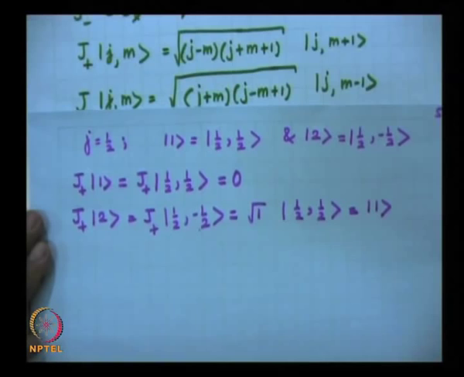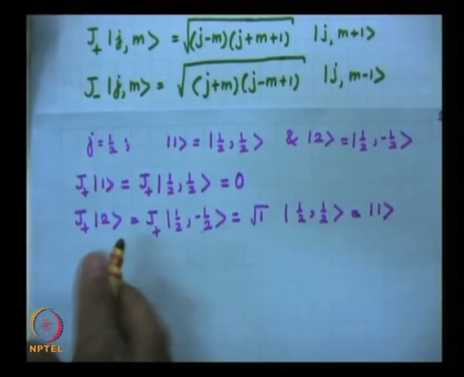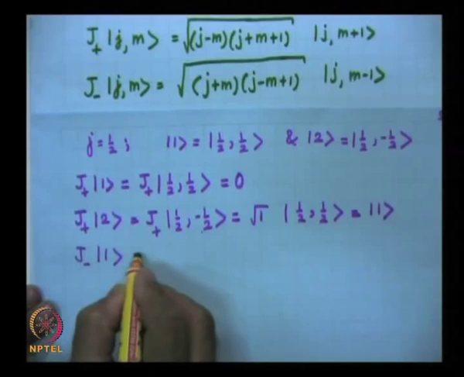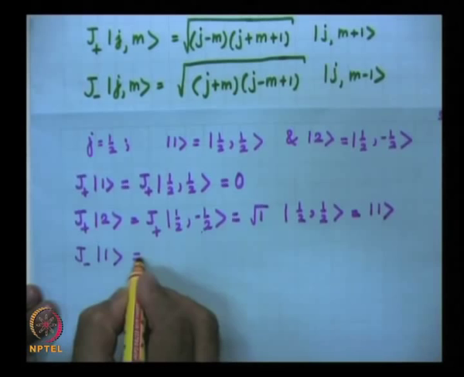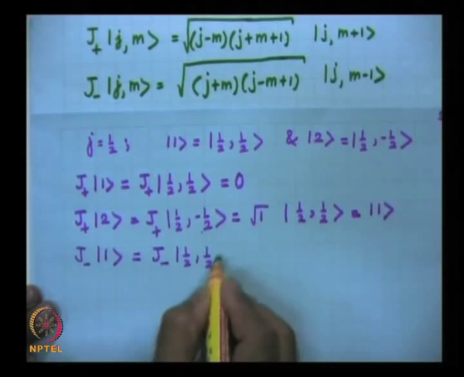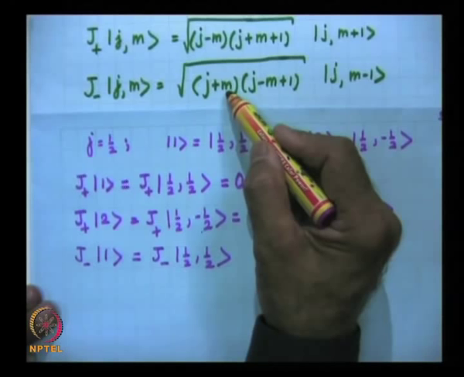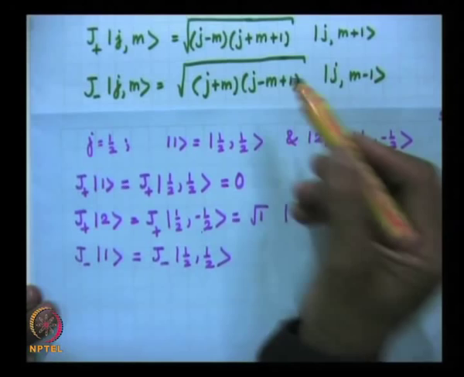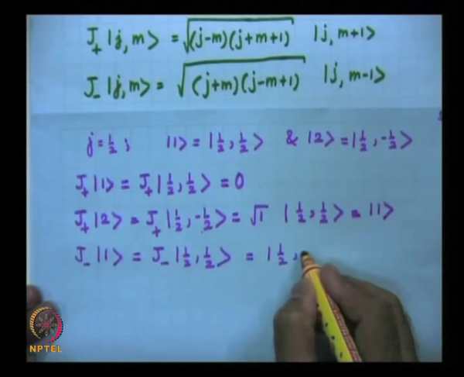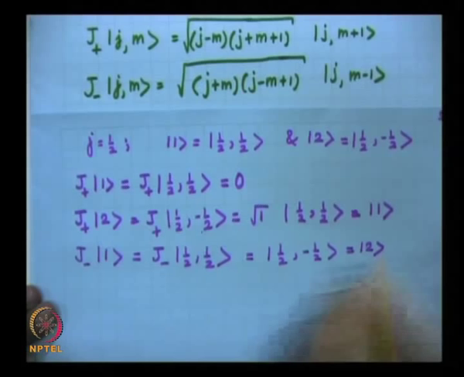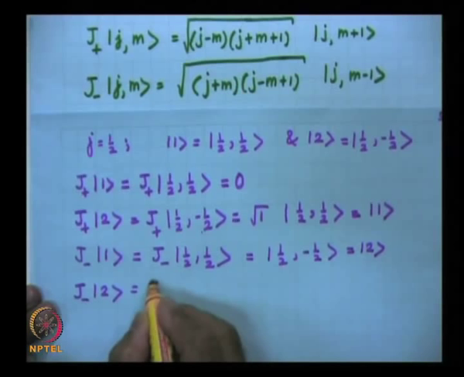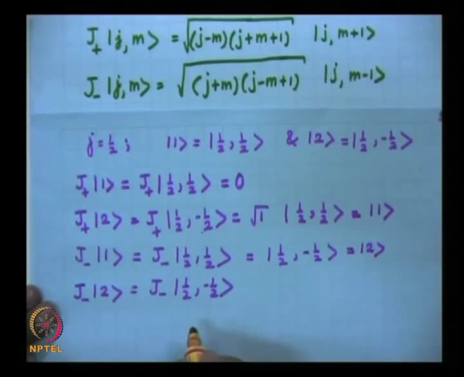Similarly, let me look at the other. So, J minus ket 1 will be equal to J minus ket half, half. So, this will be half plus half, that is 1, half minus half plus 1, that is also 1. So, this will be half, m minus 1, that is minus half. So that is ket 2. And J minus ket 2 will be J minus ket half, minus half. So half minus half, this will be a null ket.